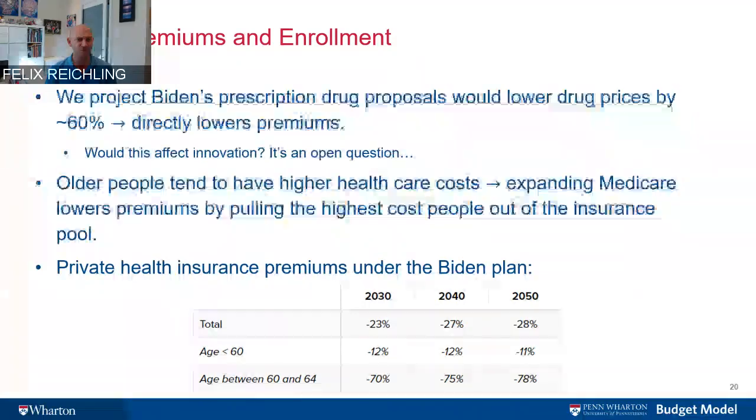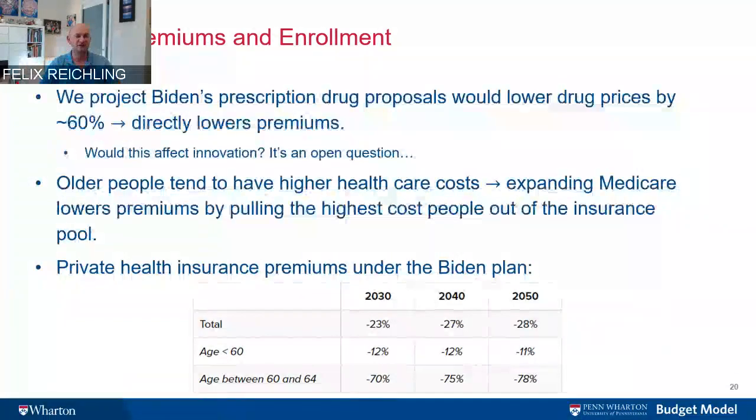So for example, older people tend to have higher healthcare costs. So if you take the 60 to 64-year-olds out of the insurance pools by expanding Medicare, that will also decrease premiums for younger people.